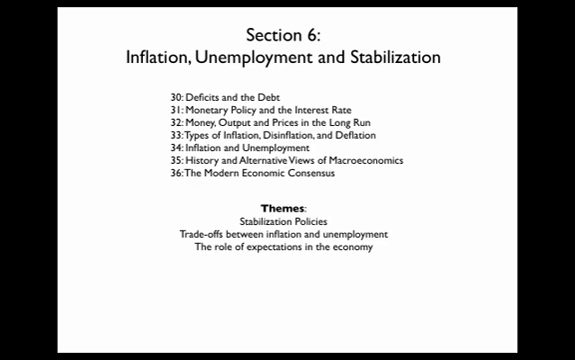Everybody. Tonight we're going to jump into section 6, which is about inflation, unemployment, and stabilization. You can see here the 7 modules that we're going to cover, and in those 7 modules we're going to talk about 3 basic themes. The first is a more in-depth discussion and analysis of stabilization policies and what they do. Second, we'll talk about trade-offs between inflation and unemployment, and then the third, we'll talk about the role of expectations in the economy. Let's jump right in.